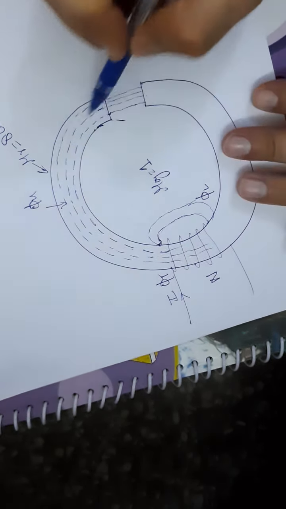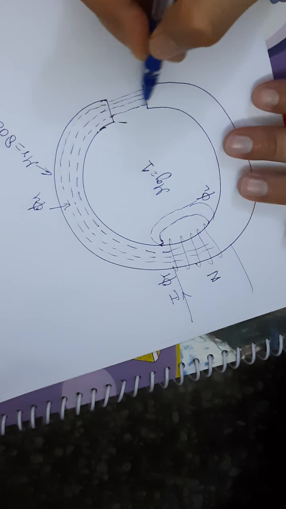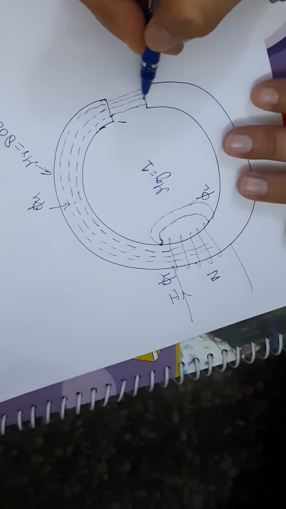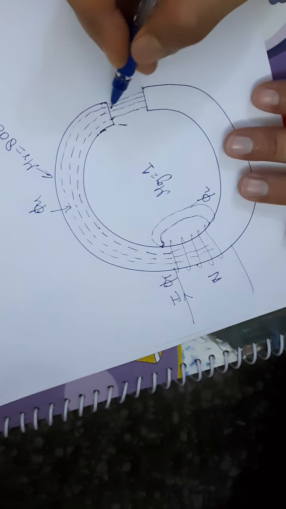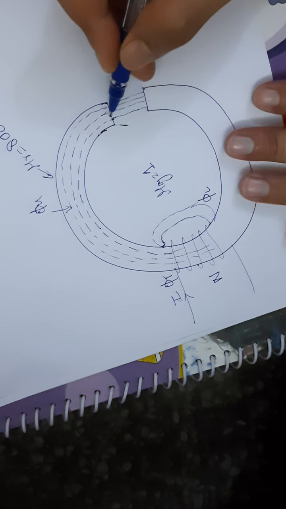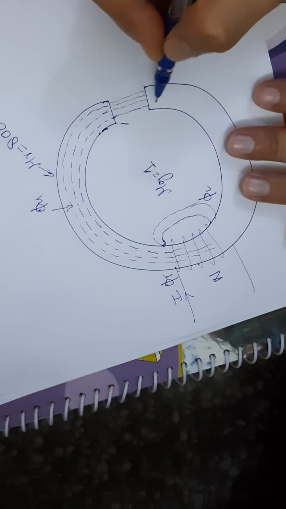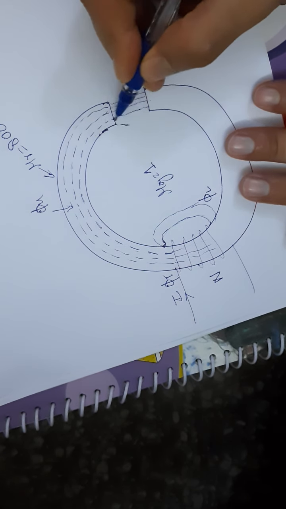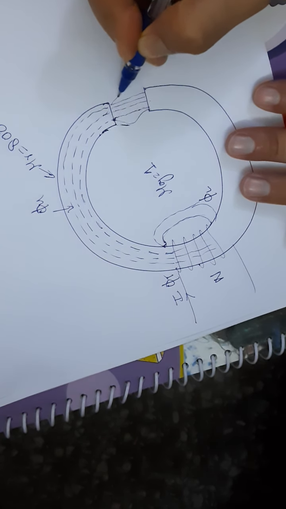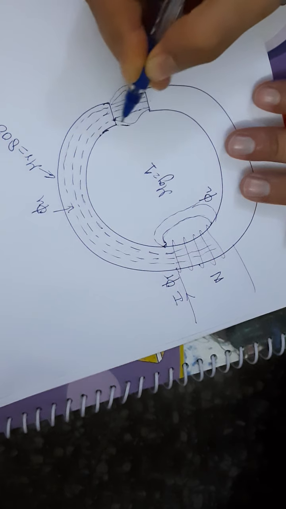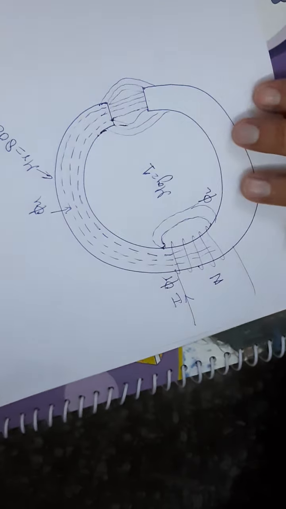The velocity with which the magnetic lines of force are reaching this point, they will not pass through the air gap with the same velocity. As a result, more lines of force will reach this point, but they will not pass through this air gap at the same velocity. So what will happen because of that? This flux will try to pass like this. It will try to pass like this.